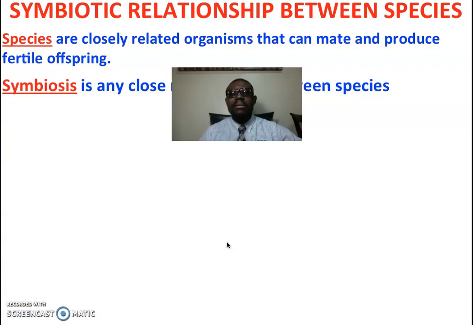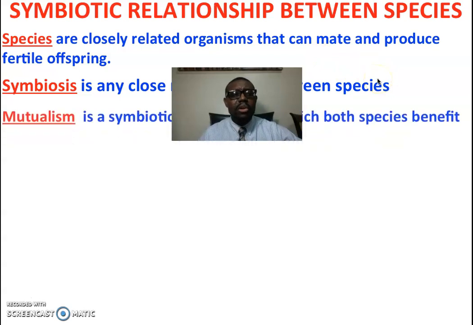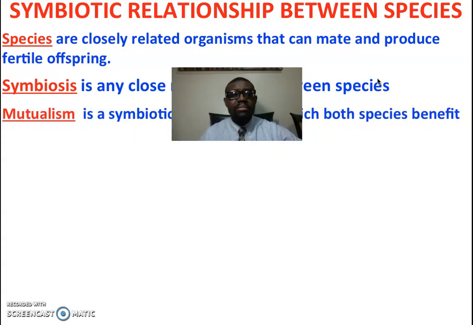Now let's look at symbiotic relationships between organisms. Organisms form close relationships with one another. And remember, species are closely related organisms that can mate and produce fertile offspring. Symbiosis is any close relationship between organisms, between species. And mutualism is a symbiotic relationship in which both organisms or both species benefit.